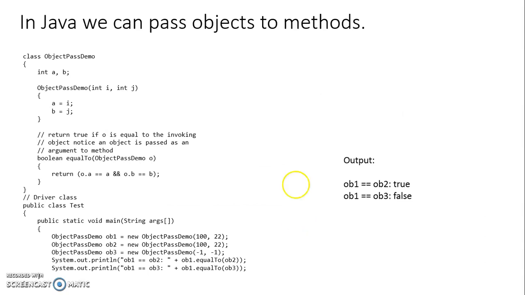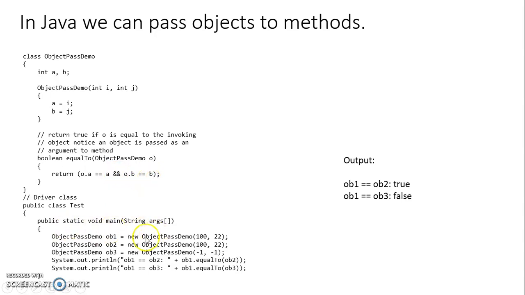Here is my class ObjectPassDemo. I have two variables. Here I have a constructor with two variables. Then I have one function, boolean equalTo, where I have one parameter, that is an object of my class, which will return whether the value in the function is equal to A or the value given by the function is equal to B.